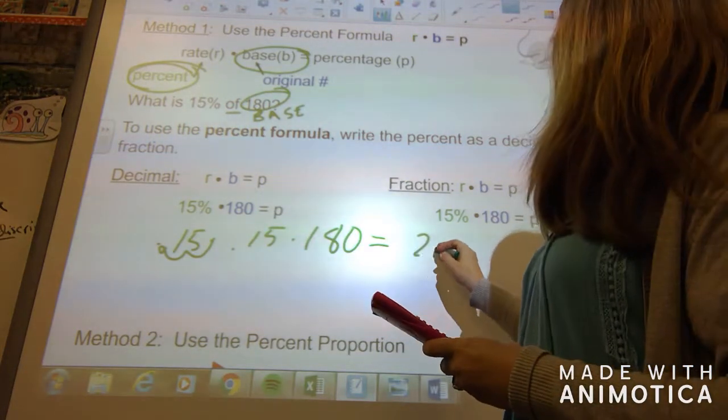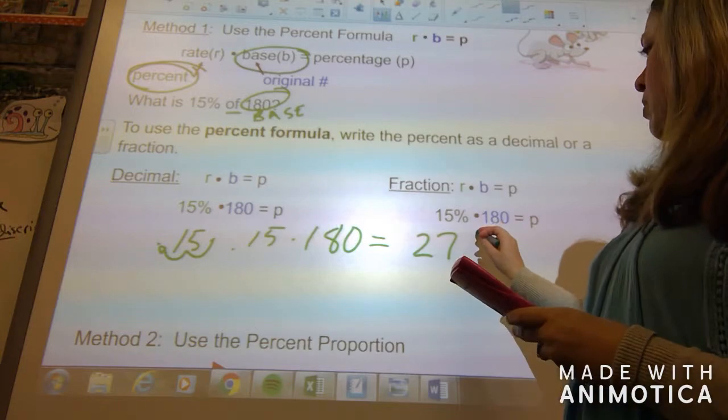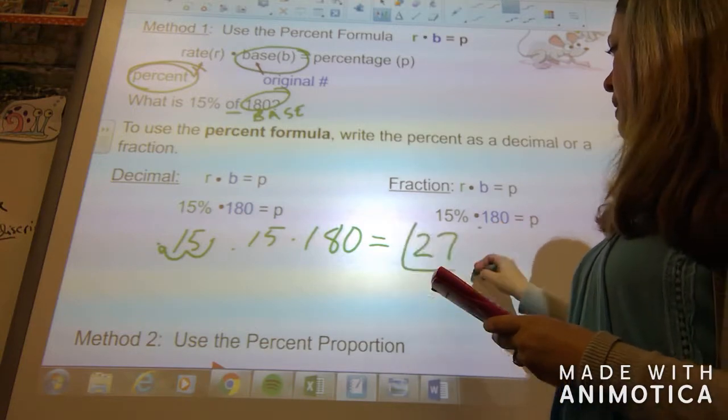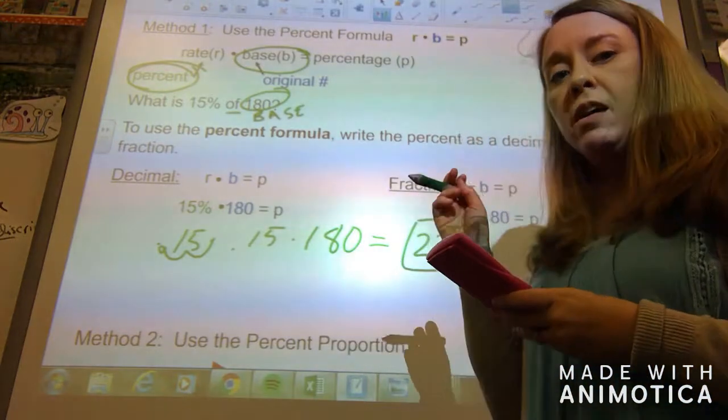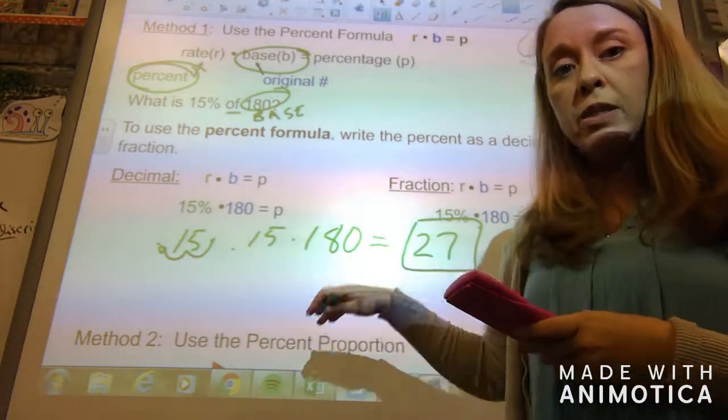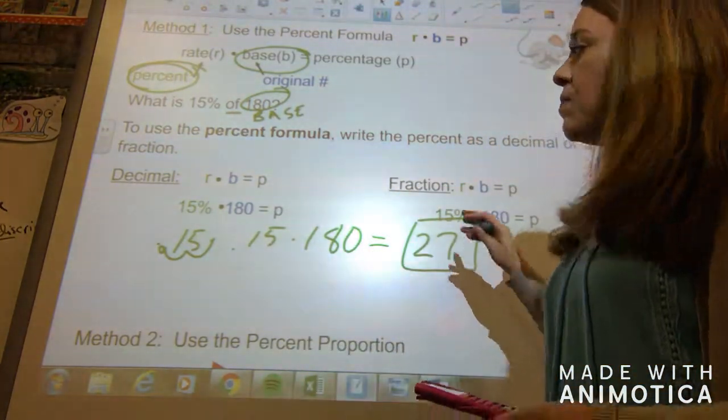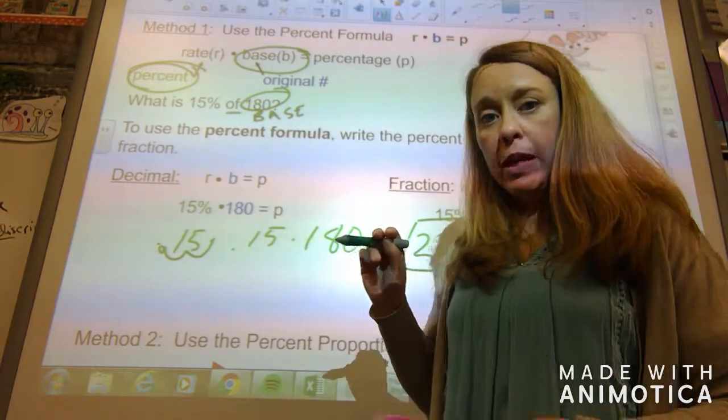So we get 27. Actually, sorry, it's just 27 because it's the amount that 15% is of 180. So 27 is 15% of 180.